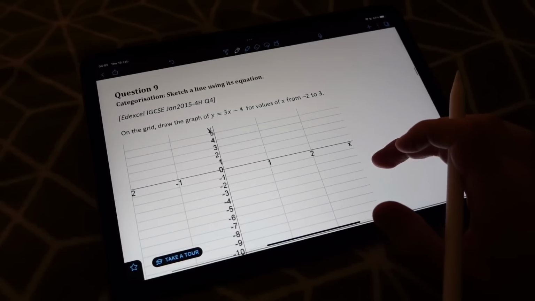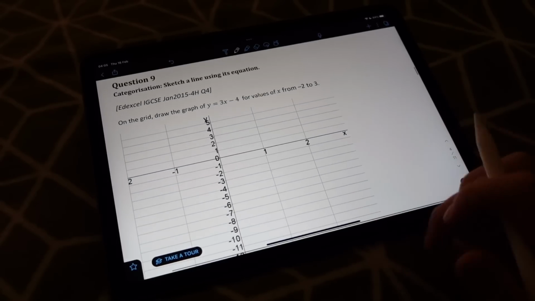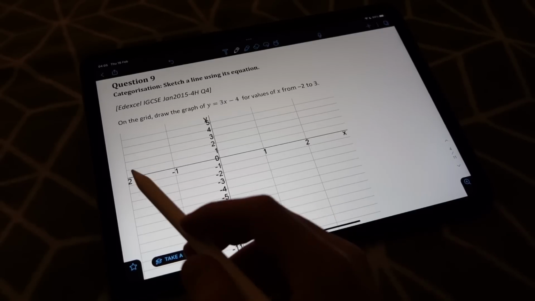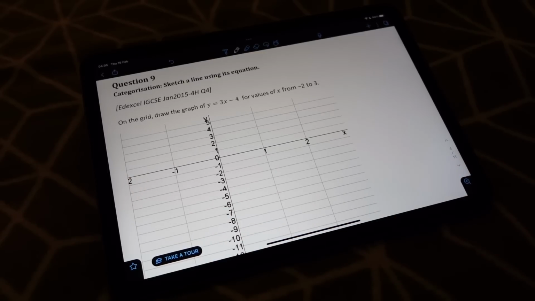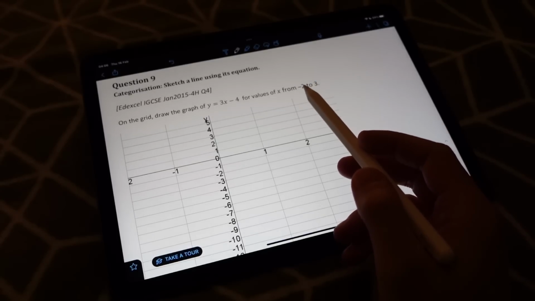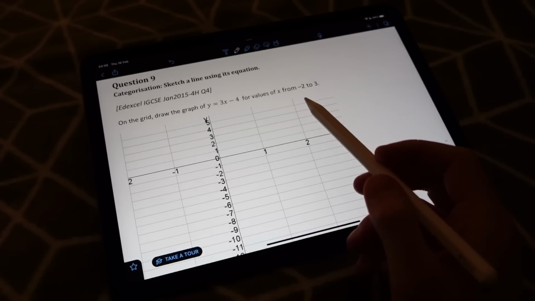Our first sketching question. This should be interesting. Sketch a line using its equation. On the grid, draw the graph of y equals 3x minus 4 for values of x from minus 2 to 3. So we want to do it from here all the way to here. We have this equation here, and we want to do it from values negative 2 to 3 as our x values.